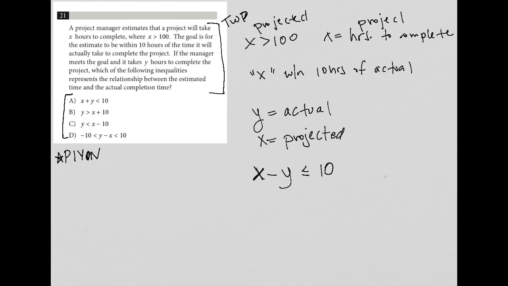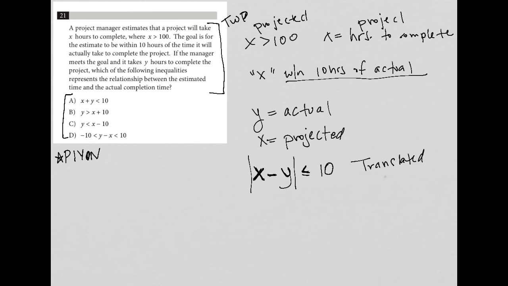That should make sense. And maybe I should even put this inside absolute value or something like that, right? The difference between the projected time and the actual time should be less than or equal to 10 because we want it to be within 10 hours of actual. So here's my translation. I just translated exactly what this question is asking for.